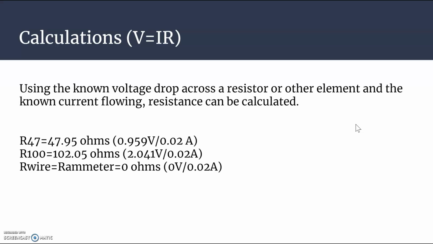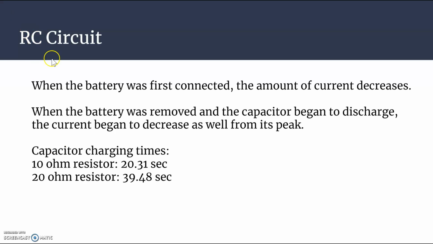Some more calculations were done using the voltage drops calculated earlier with the electric potential graph, and the values shown here are roughly almost exactly what the theoretical values are, giving credence to the idea that this experiment was completed properly. The next thing that was done was looking at the RC circuit, which has time-dependent behavior.